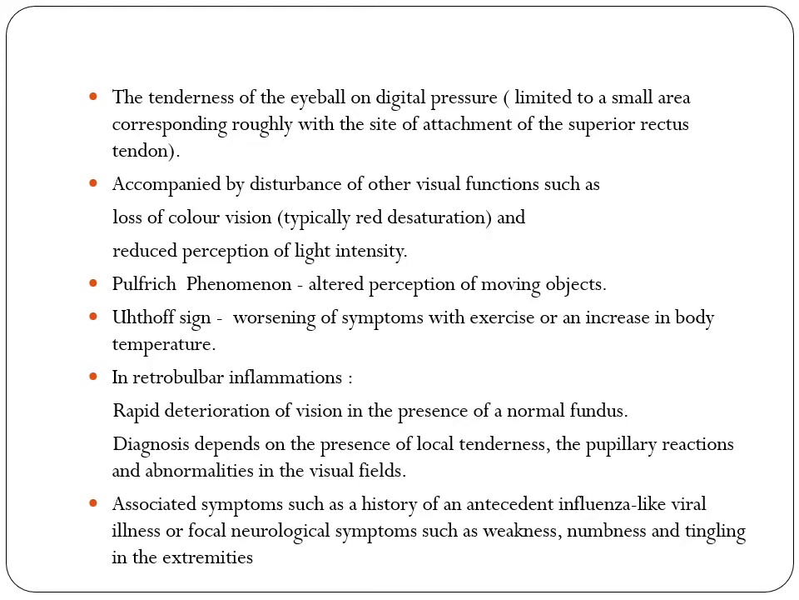Retrobulbar neuritis: rapid deterioration but normal fundus. Diagnosis depends on local tenderness, pupillary reaction, which will be RAPD. So in all cases of optic neuritis, the pupil will show an RAPD defect, along with abnormalities in the visual fields. So normal fundus, reduced vision, and RAPD defect is retrobulbar neuritis, and a papillitis type picture with RAPD and reduced vision is typical optic neuritis. Associated symptoms include a history of antecedent influenza-like viral illness or focal neurological symptoms such as weakness, numbness and tingling in the extremities.